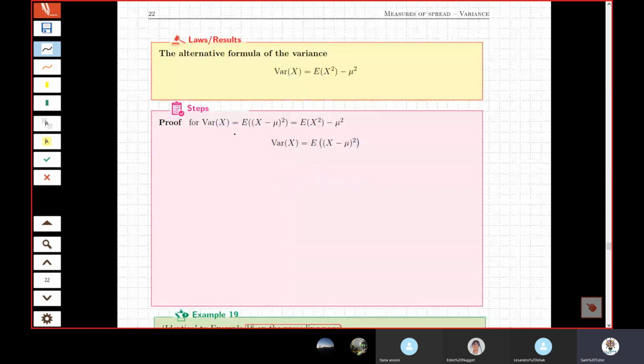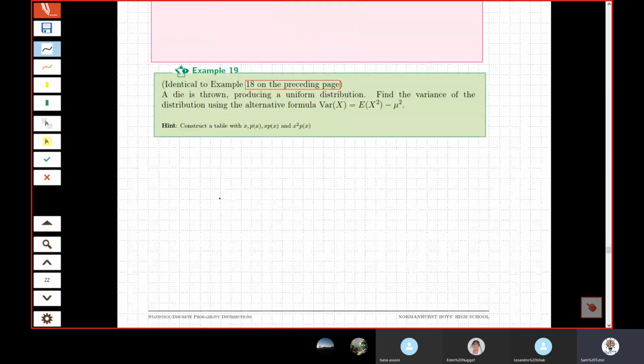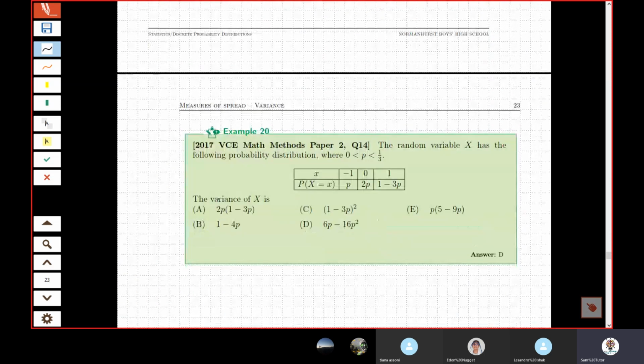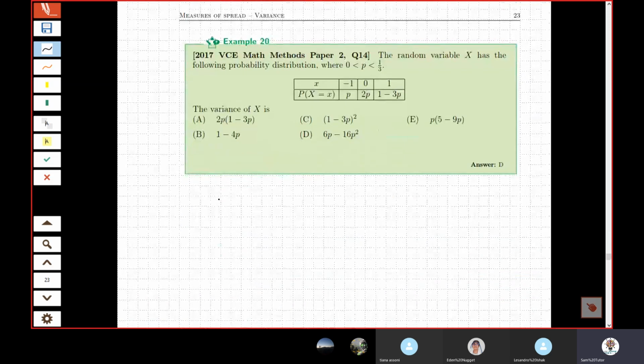See, there's a few of them. There's this. I'm not gonna use that one. I use this particular one. Don't need to worry about the proof. All right, there it is. The random variable x has the following probability distribution where p must be between 0 and 1/3. The variance of x is, and you can see all the answers are in terms of p's.